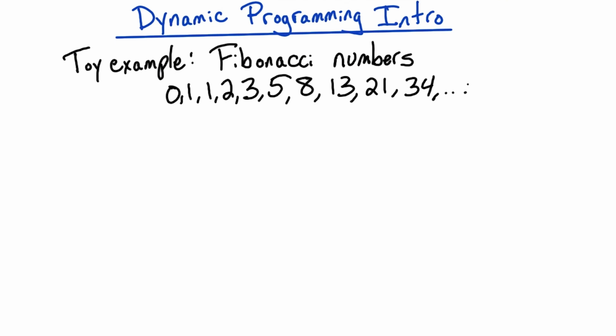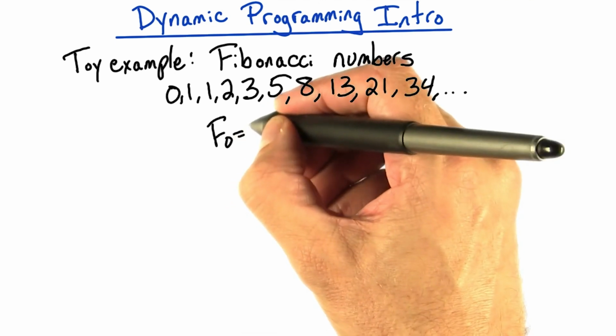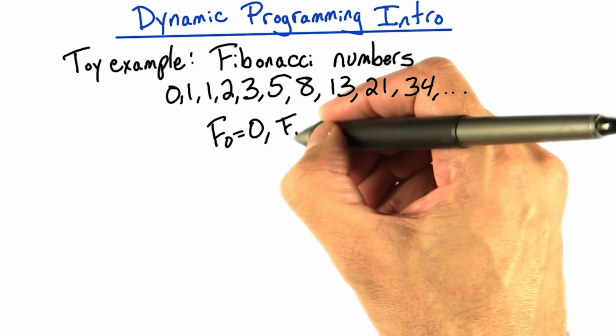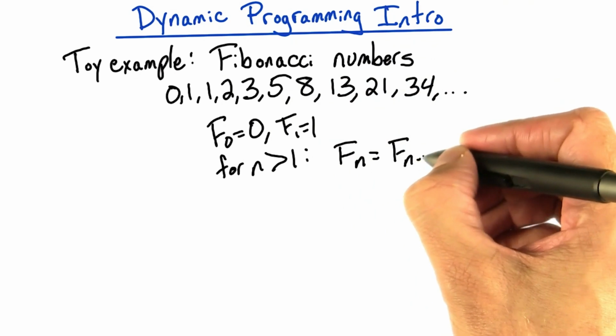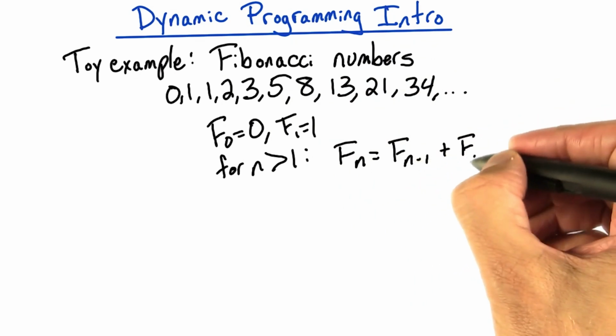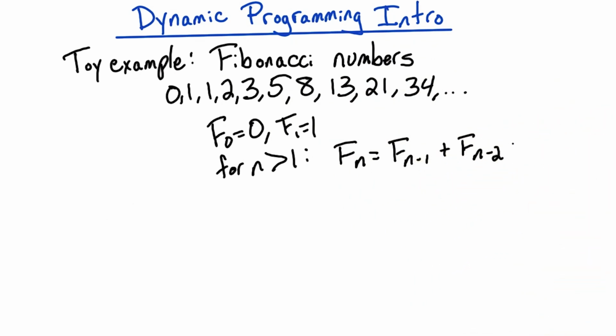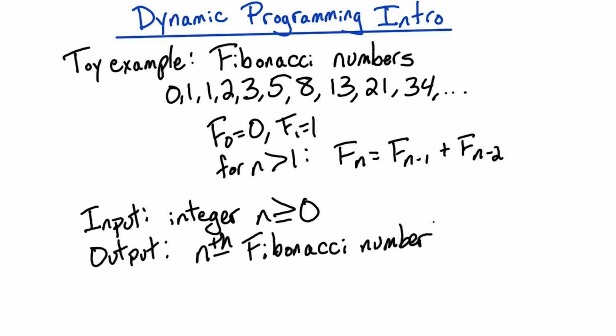There's a simple recursive formula that defines the Fibonacci numbers. The first two numbers in the sequence are 0 and 1, and then the nth Fibonacci number is the sum of the previous two Fibonacci numbers. We're going to take as input a non-negative integer, n, and our goal is to output the nth Fibonacci number. We want an efficient algorithm, and therefore we're aiming for a running time which is polynomial in n.